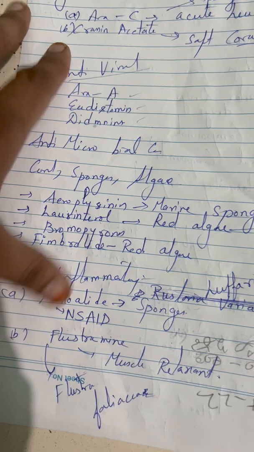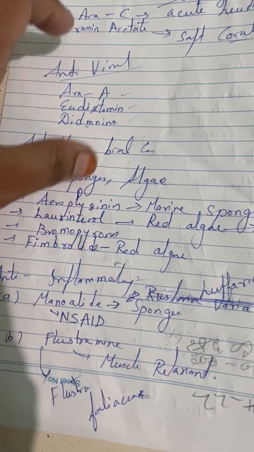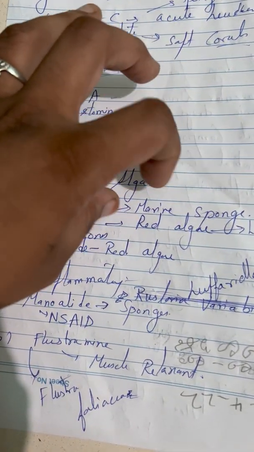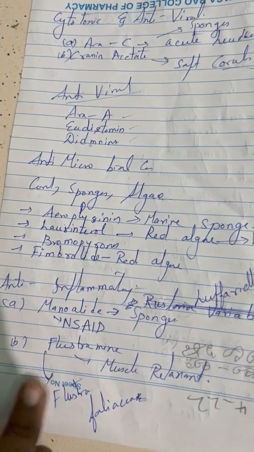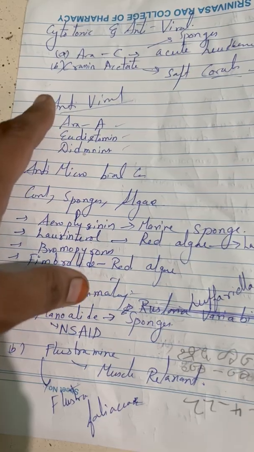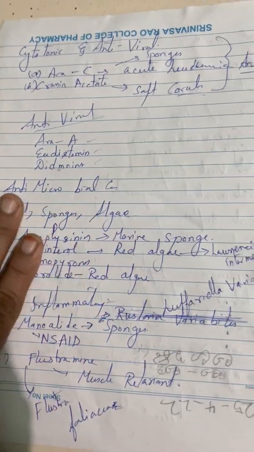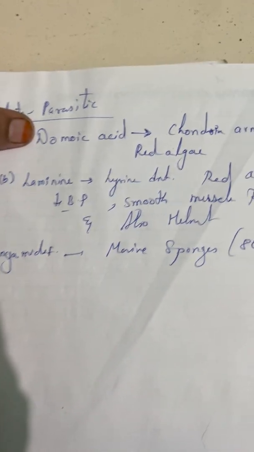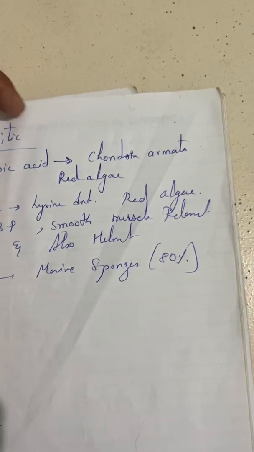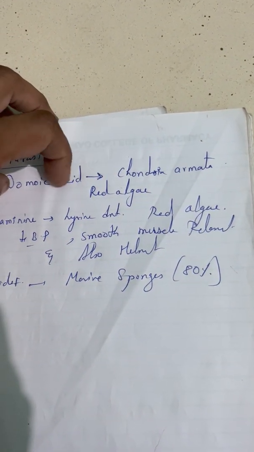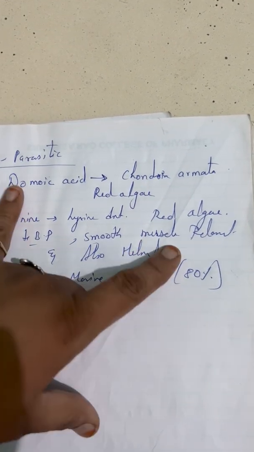You just need to remember the names of the drugs, and in some cases I have also given the sources, like marine sponge or something else. Only for some categories I have given that. For the remaining, you just need to remember under which category these drugs are present. The last category is antiparasitic, or anti-helminthic. For antiparasitic, we have domoic acid, which has been obtained from Chondria armata, a red algae, and acts as an antiparasitic agent.